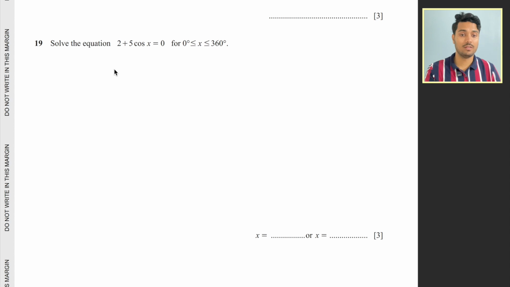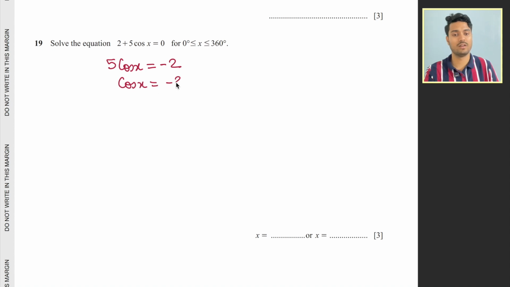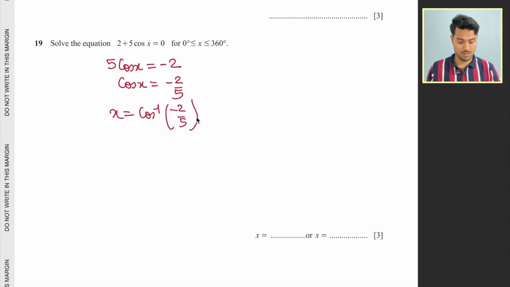It says solve the equation 2 plus 5 cos x equals to 0 from 0 to 360. So we can write 5 cos x equals to negative 2, cos x equals to negative 2 by 5, x equals to cos inverse negative 2 by 5. Let's check the answer. So shift cos inverse minus 2 divided by 5, and the answer is, one of the values is 113.57, and the other value of x.